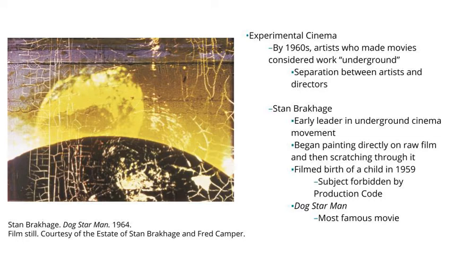He was a very early leader in the underground cinema movement, and he began painting directly on raw film and then scratching through it. So you're quite literally seeing the marks that he made with his own hand on the film. He also filmed The Birth of a Child in 1959, and that was subject matter that was forbidden by the production code and was banned from being shown publicly, but it was passed around in underground circles. And his most famous movie is Dog Star Man, which we have a still from here, and you can see how he's messing with the film itself.